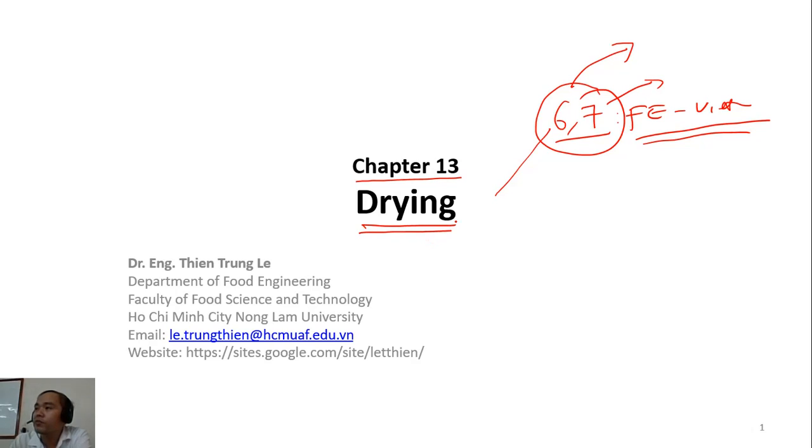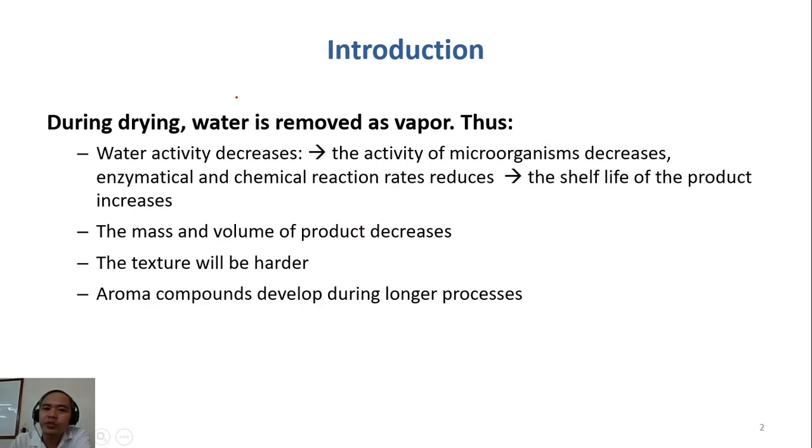So here we go quite fast. Why should we do drying? When we apply this, we remove water. Removing water means we reduce water activity. Then we reduce the growth or the activities of microorganisms. We reduce the rates of enzymatic reactions and chemical reactions. So we reduce the microbial changes, biochemical changes, and chemical changes, which means that the shelf life would be extended, right? So the first objective of drying is to extend the shelf life.